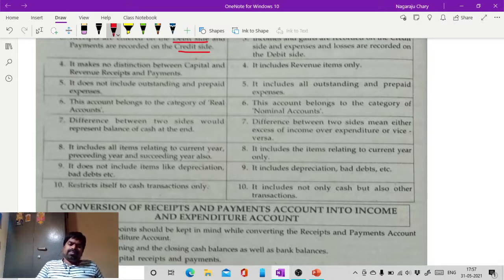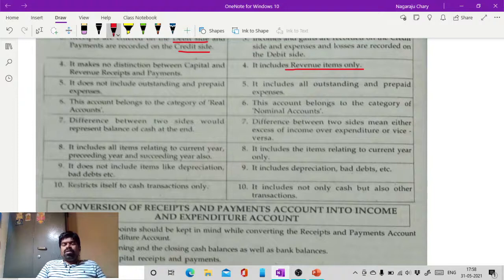In case of the income and expenditure account, only revenue items are to be considered. Revenue items are to be recorded. The capital items are not to be recorded here. Only revenue items are considered while preparing the income and expenditure account. So that's it. Next, one more difference: the receipts and payments account does not include outstanding and prepaid expenses.